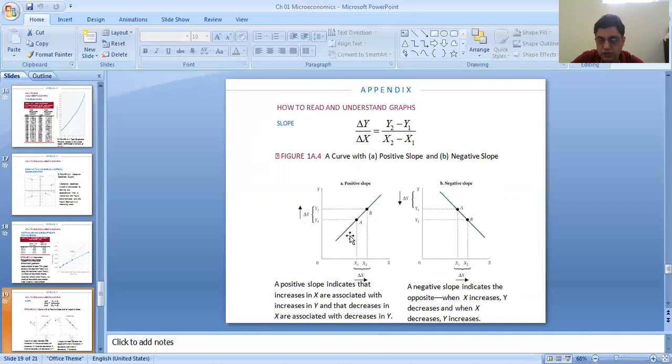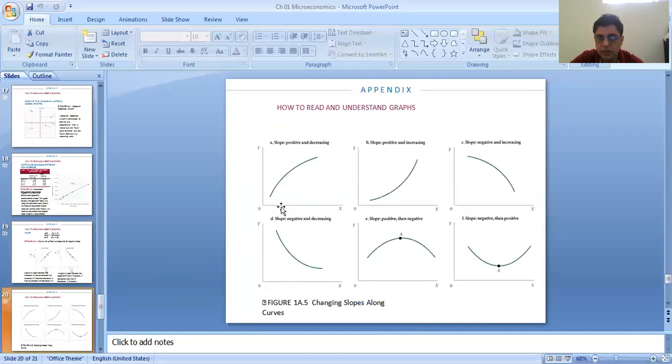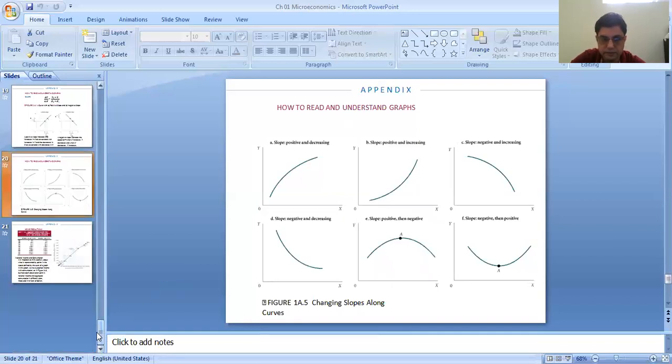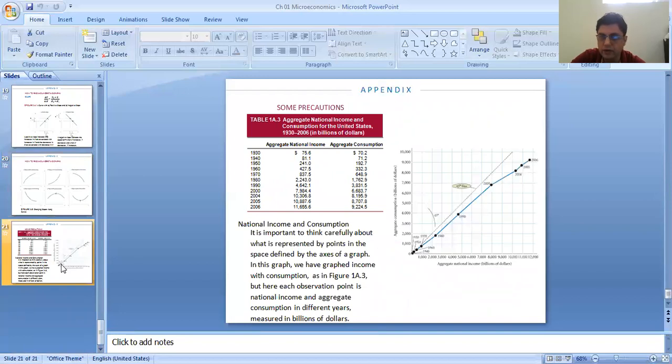If the line goes in this direction, this is a positive slope. If the line goes in this direction, it's a negative slope. This slope is positive because it is going this direction and then decreasing. The slope is not the same here: slope positive and increasing, going up but not the same. Here slope negative and increasing, because going down. Negative and decreasing. Positive then negative. Negative and positive. This is also another graph.